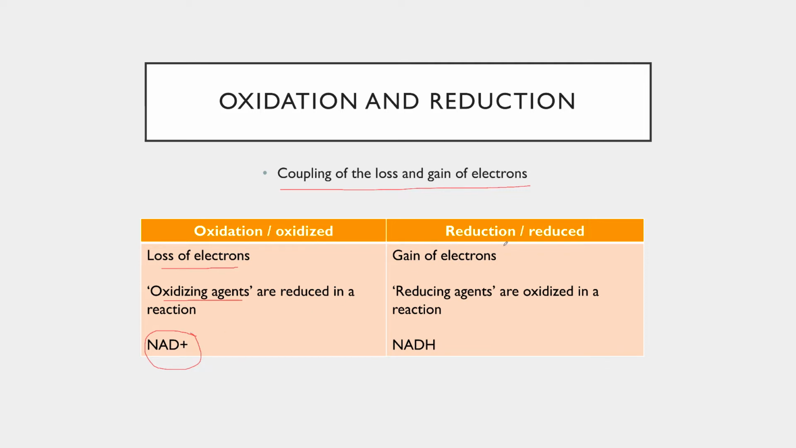The term reduction or reduced refers to the gain of electrons. Again, don't be confused with the term reducing agents, as these are compounds that are oxidized in a reaction. And NADH here is the reduced form of NAD+. So be sure you're clear on these two terms, as we'll be using them quite a bit.